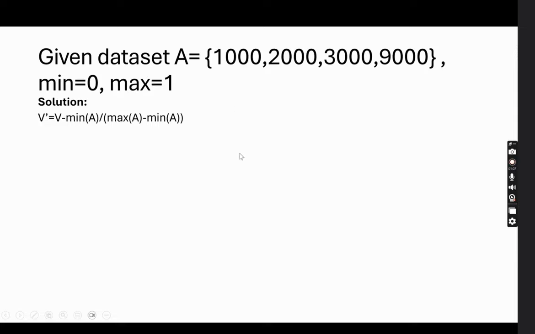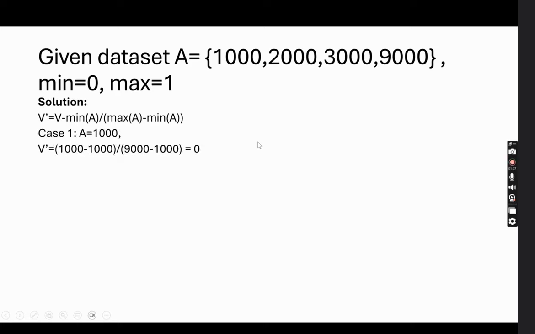So the formula for calculating the normalized data in min-max normalization is V dash is equal to V minus minimum value of A divided by maximum value of A minus minimum value of A. V dash is nothing but your new data, that is the normalized data, V is your old data, and A is your data set. The minimum value of A is 1000, and the maximum value of A is 9000.